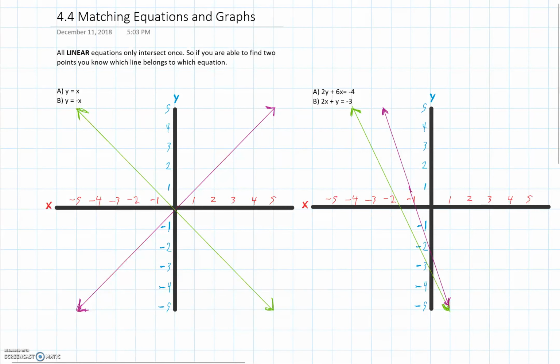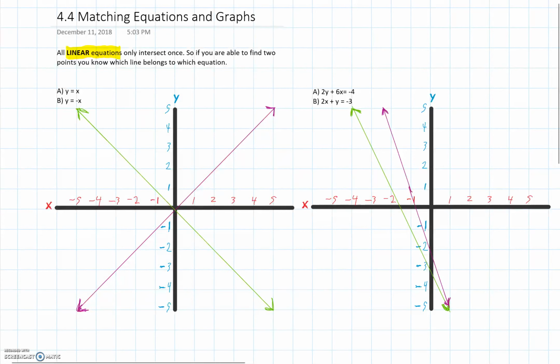So first of all, we're looking only at linear equations, and in this unit it always is a linear equation. If it is a linear equation, it only intersects once, which means if there are two lines, they only touch each other once. That means if you can find 2 points, you know which line belongs to which equation.